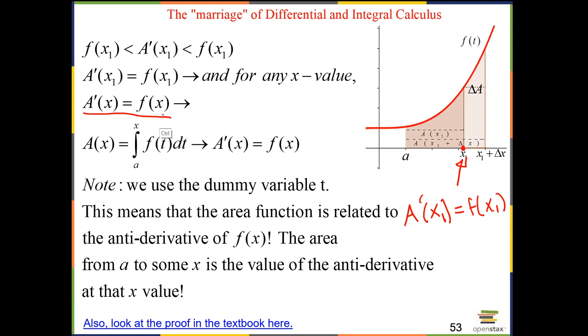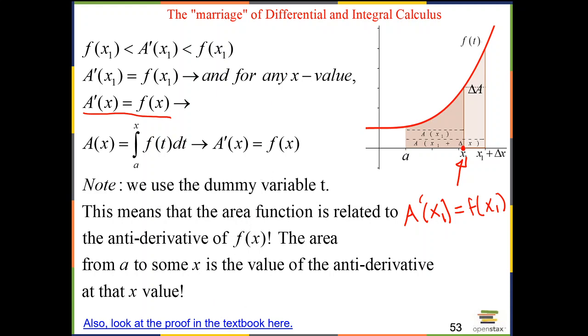Obviously, we use a dummy variable t here because we want to use x on the top here. You can use some other variable, put y here and use x here, it doesn't matter, but that's the convention. We use t here and x here. So A of x, the area function, is defined by this. Then the derivative of it is basically f of x. All right? Now, if you click here in the notes, you can see the proof in the textbook.